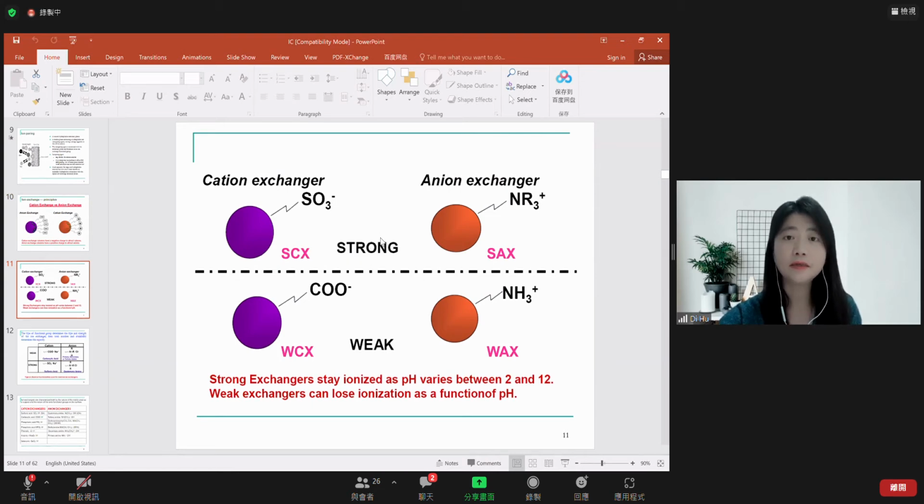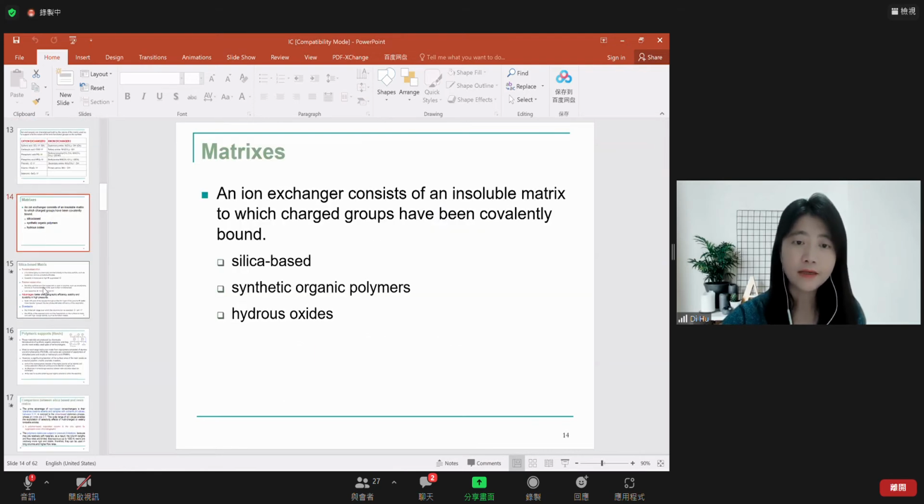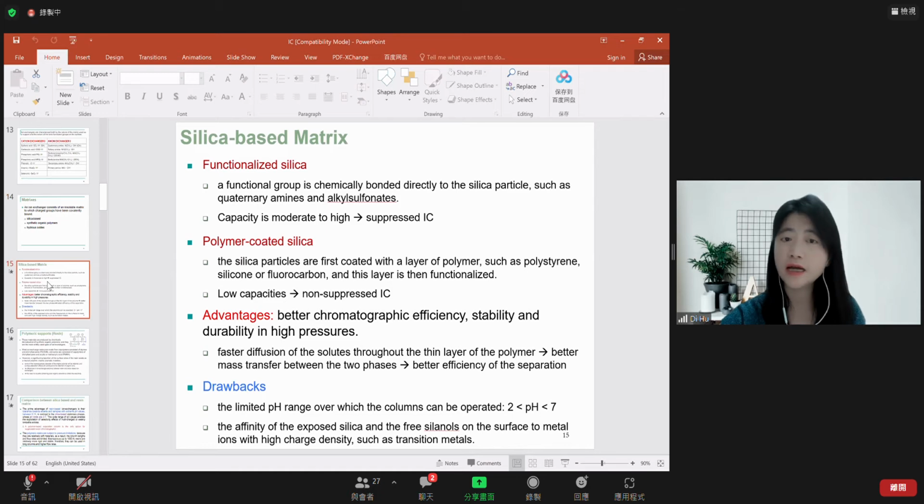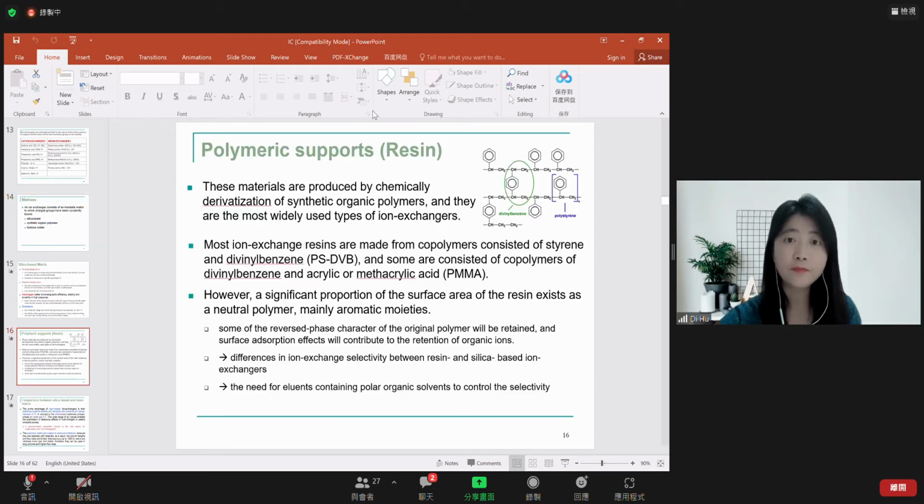And the separation is based on what? It is based on electrostatic interactions, and on the charge density. We talk about different kinds of stationary phase, in particular the matrix. We focus on the silica-based matrix and the synthetic organic polymer. And for the polymer, we are going to see that again today.